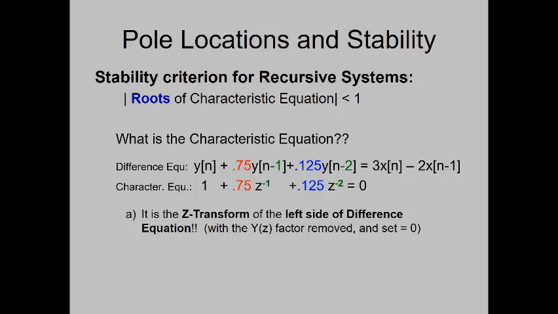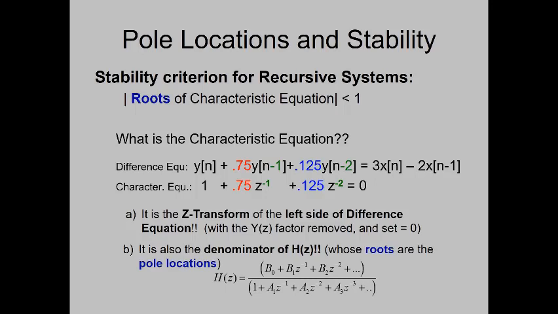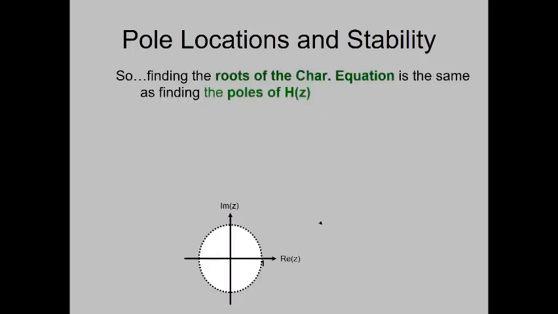Well, that left side of the difference equation with the Y of z removed also gives us the polynomial in Z from which we get the poles. So saying roots of the characteristic equation is the same thing as saying the poles of H of z. They are the same thing. And so the criterion we had for the roots of the characteristic equation for a stable recursive system apply also to the poles. So finding the roots of the characteristic equation is the same thing as finding the poles of H of z.